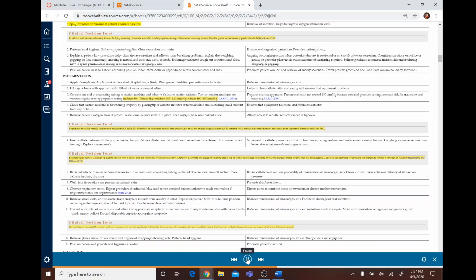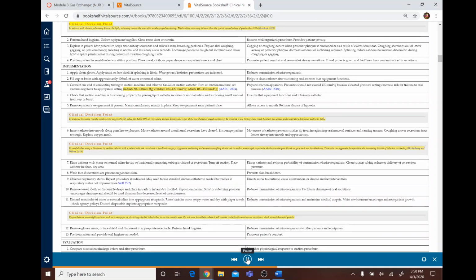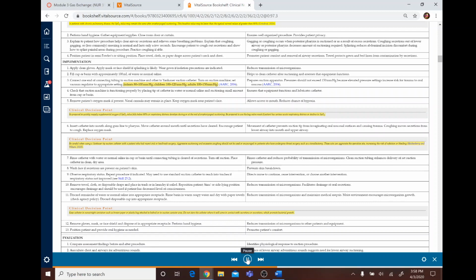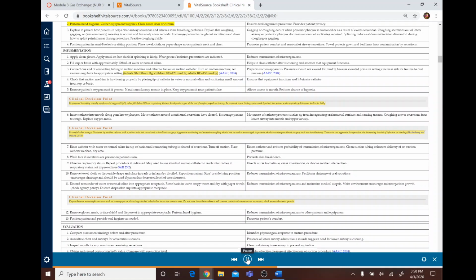SpO2 improves or remains at patient's normal baseline. Removal of secretions helps to improve oxygen saturation level. Clinical decision point. In patients with chronic pulmonary disease, the SpO2 value may remain the same after oropharyngeal suctioning. This baseline value may be lower than the typical normal values of greater than 95%, Grindrod, 2015. 2. Perform hand hygiene. Gather equipment/supplies. Close room door or curtain. Ensures well-organized procedure. Provides patient privacy.